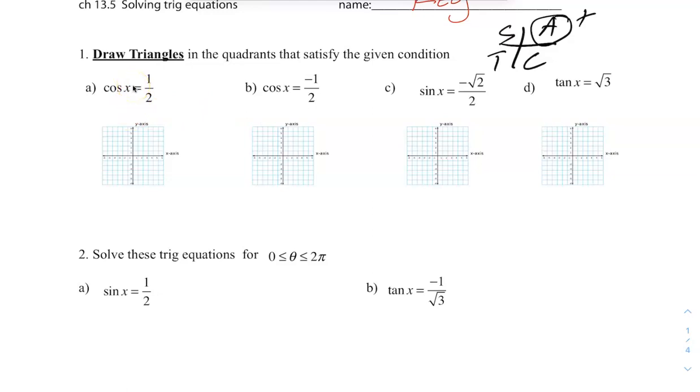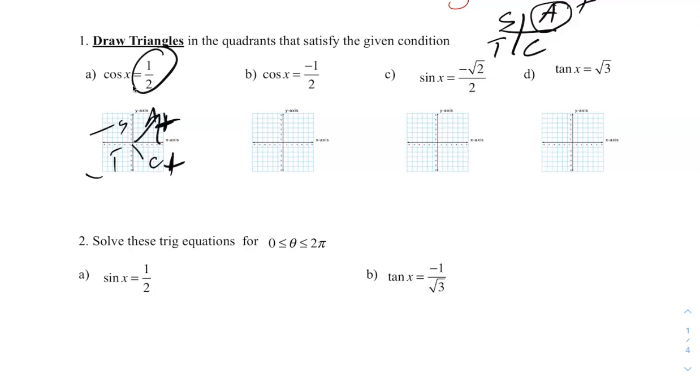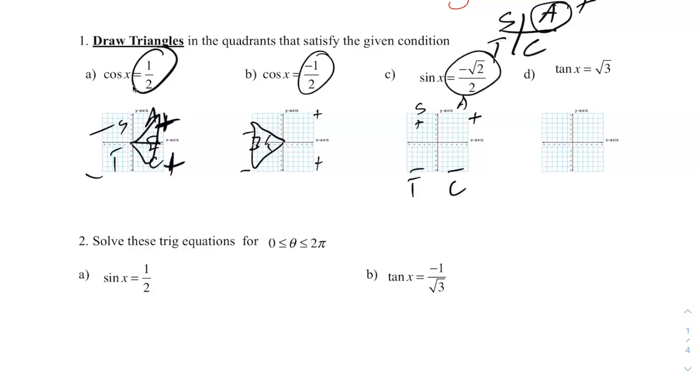So cosine, using All Students Take Calculus: cosine will be positive at A and positive at C, and negative at these two. My value is positive, so my triangle should be in quadrant 1 and quadrant 4. Cosine's negative, so right, cosine's positive in these two and negative in these two, so it'll be these guys. Sine, if I do All Students Take Calculus, sine is positive at A and S, and then negative at T and C. I have a negative sign, so that should be in quadrant 3 and quadrant 4.